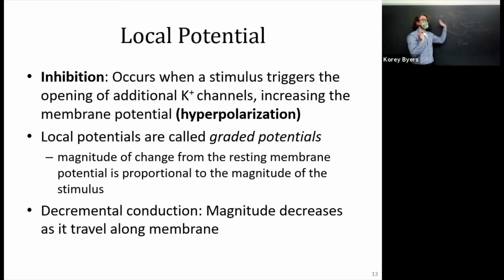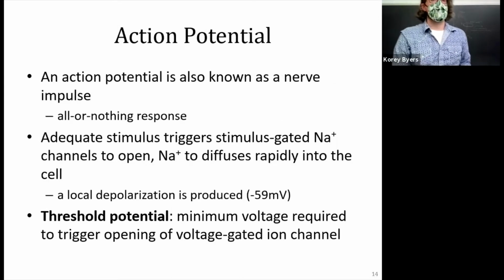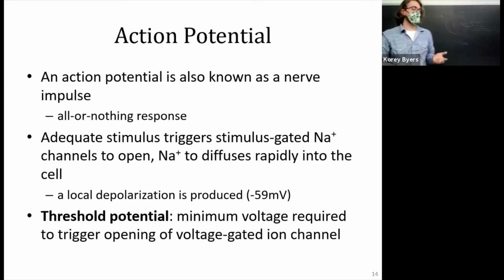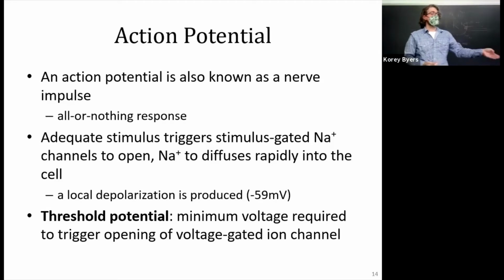And so we have to have enough stimulus to get there. And so the magnitude can decrease, and if we don't, we won't signal. But if we do have enough and it adds up here at the axon hillock, we will send that signal. And that's an action potential. And that is all or nothing. This is what we call the nerve impulse. We're signaling one cell to the next.